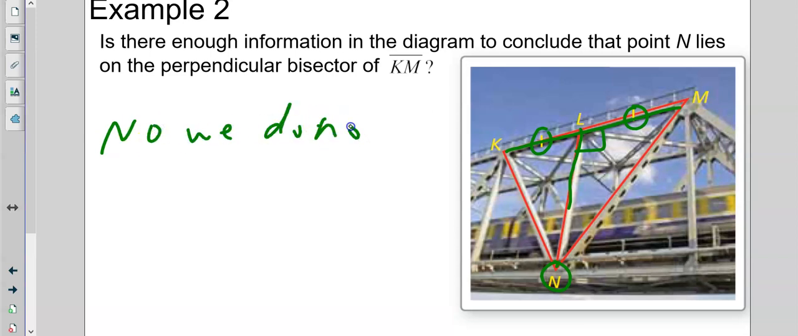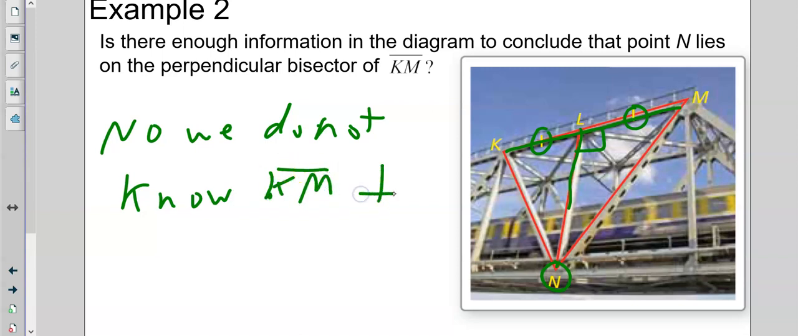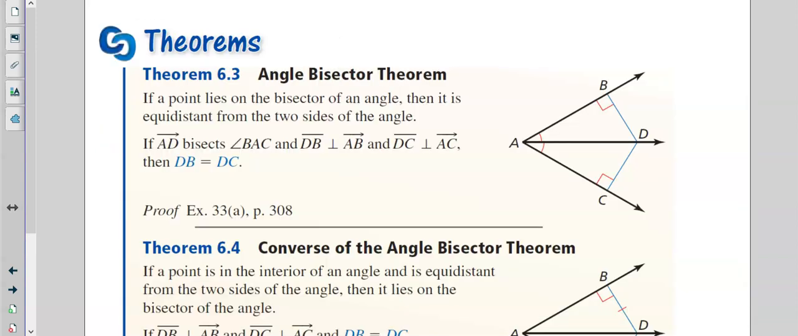We do not know. That is the word no, but let's try it again. That KM is perpendicular to LN. Okay? It looks like it is, and most likely is, but we don't have it proven, so without that, we cannot make the assumption. All right, now, angle bisector theorem.